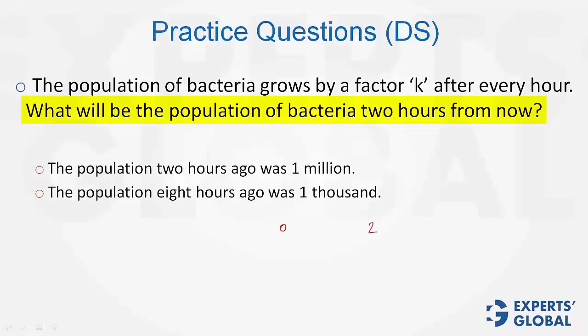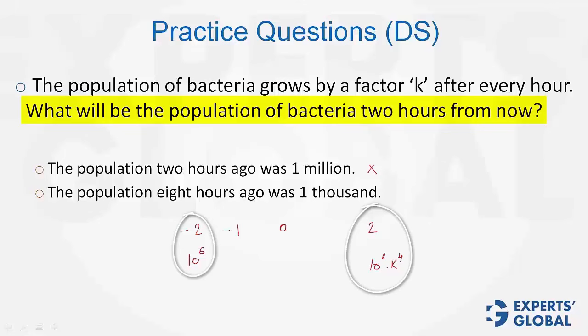So let's use the statements now. Statement 1 says 2 hours ago, it was 1 million. So -1, -2. Here it is 1 million, or 10 to the power of 6, but we don't know the value of K. We just know that right now, if this is 10 to the power of 6, this should be 10 to the power of 6 times K to the power of 4. That's all we know. We don't have the value of K. So statement 1 is not sufficient.